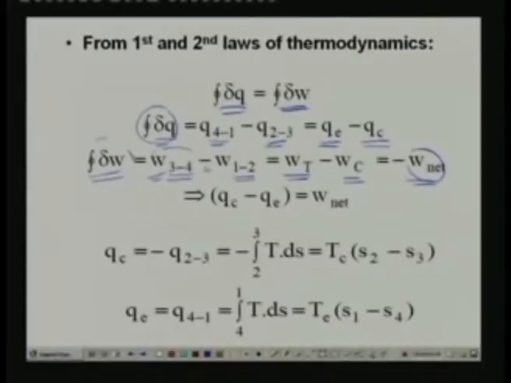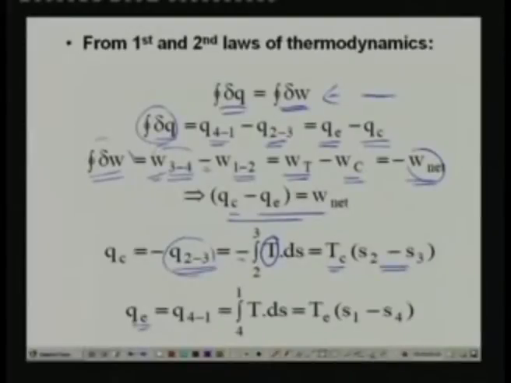So, if you substitute these in the first law for the cycle, you find that QC minus QE is equal to W net. Now, what is QC? QC is nothing but the negative of heat transfer during process 2 to 3. Since this is a reversible process, you can write this as integral TdS from 2 to 3 with a negative sign. And since this is an isothermal process, temperature remains constant at the condenser temperature, so T can be taken out. So, integral TdS from 2 to 3 is nothing but TC into S2 minus S3.